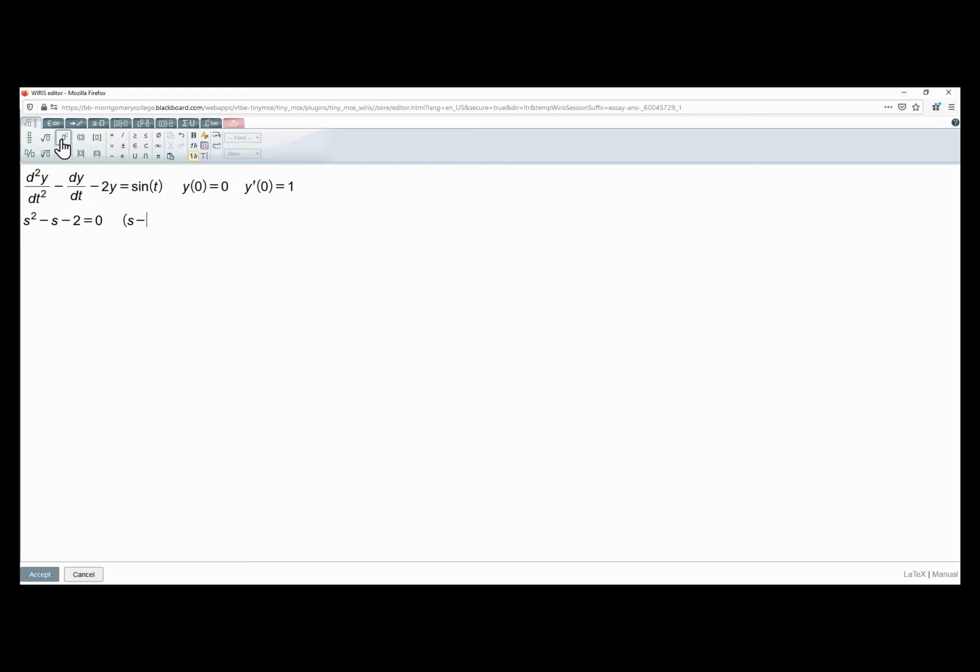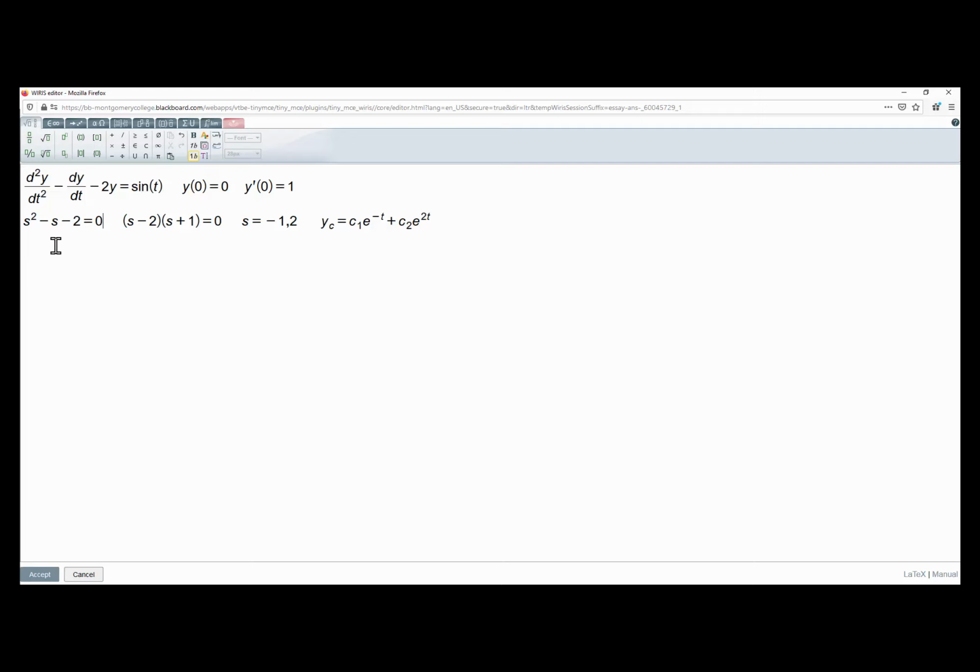So that gives us (s minus 2) times (s plus 1) equals 0. So s would be negative 1 or 2. So our complementary function is, what is our complementary function? That is c1 times e to the negative t, and then what we have next is a constant c2 times e to the 2t. After we have found the particular solution, we will apply the initial conditions to obtain the values of c1 and c2.